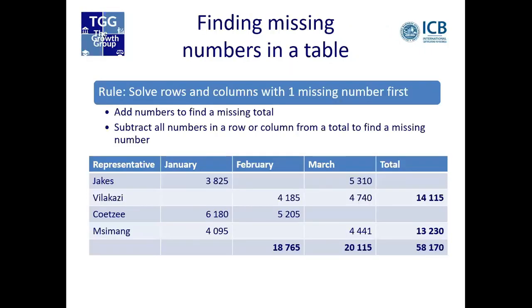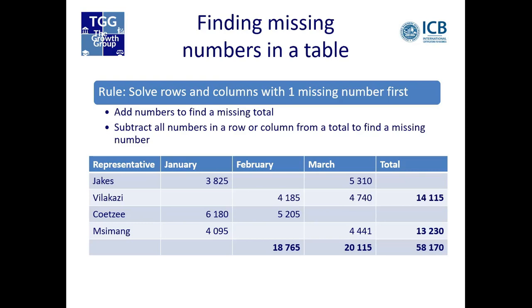First one we are going to look at is finding a missing number in a table. And there's a simple rule here. It says solve rows and columns with one missing number first, and there's two ways to do that. You can add numbers to find a missing total, or you can subtract all the numbers in a row or column from a total to find a missing number in that row or column.